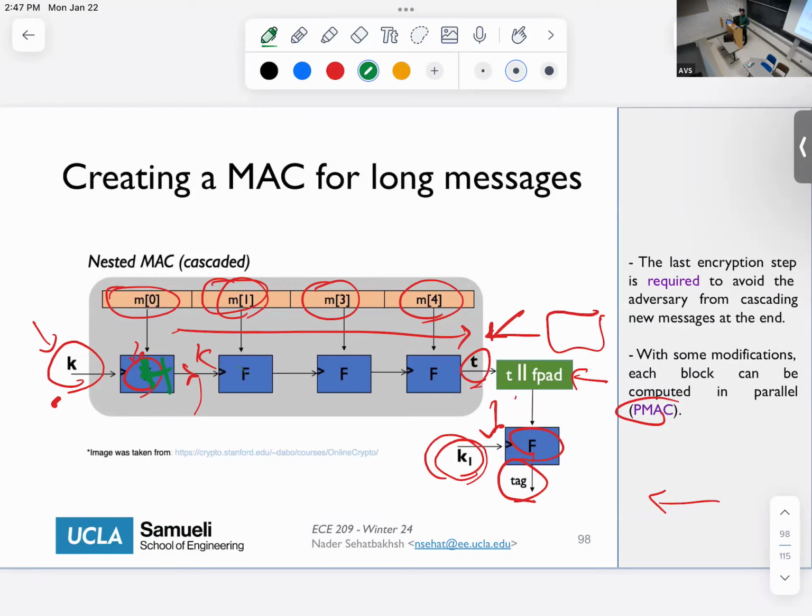Why is an H better than an F? Because hashes are very fast to compute, versus F, which is like this AES algorithm, for example, that requires lots of rounds and so on and so forth. So HMAC is significantly faster than a regular MAC computation.